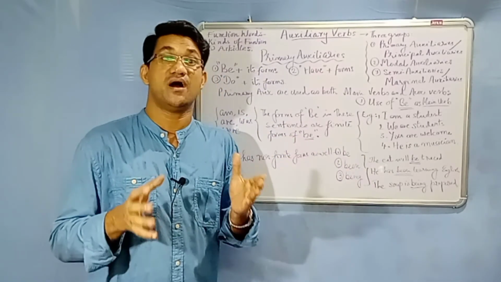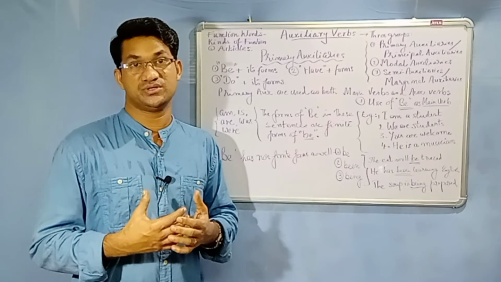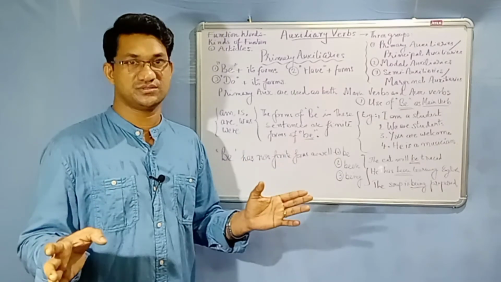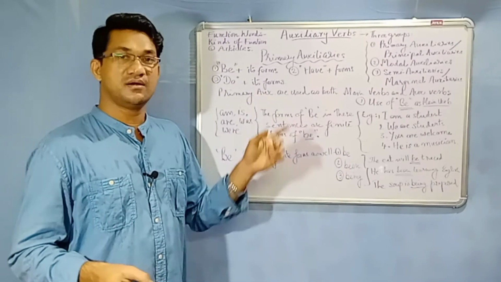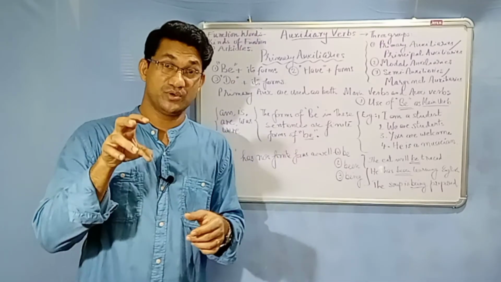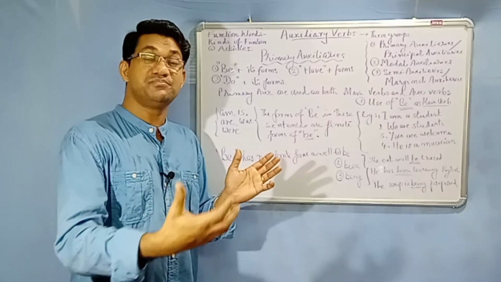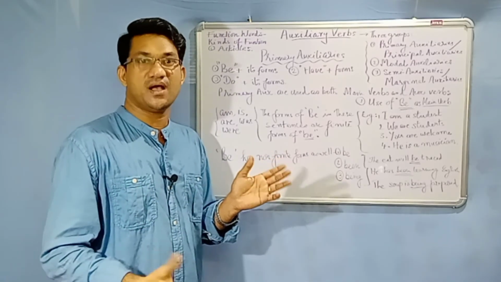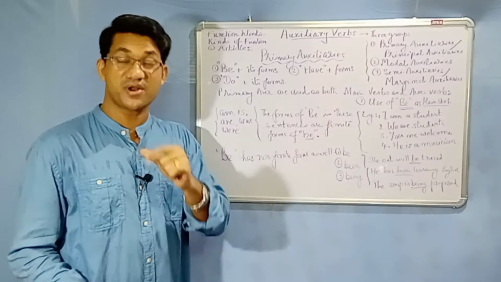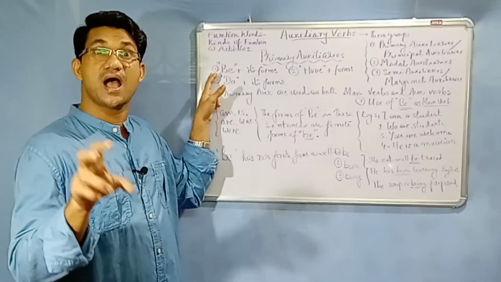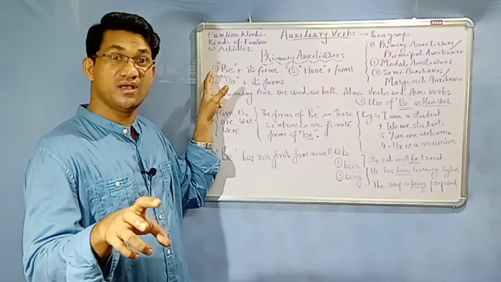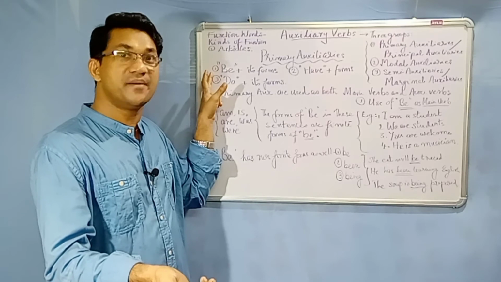Today we are discussing the primary auxiliaries in detail. Primary auxiliaries are also called principal auxiliaries, and there are three primary auxiliaries, and each of these three has certain subdivisions under it. Which are the three primary auxiliaries? Number one, be and its forms. What are the forms of be? Be is one of the primary auxiliaries, and all the forms of be are primary auxiliaries.